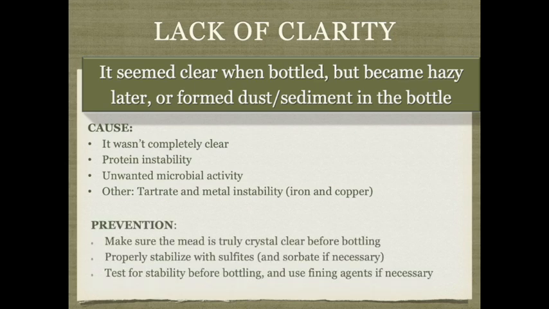Prevention? Well, first make sure your mead is truly crystal clear before bottling. Properly stabilize with sulfites, and if there's residual sugar, also with sorbate to avoid microbial activity in the bottle. And then if you've had problems, do stability testing before bottling and use fining agents if necessary.